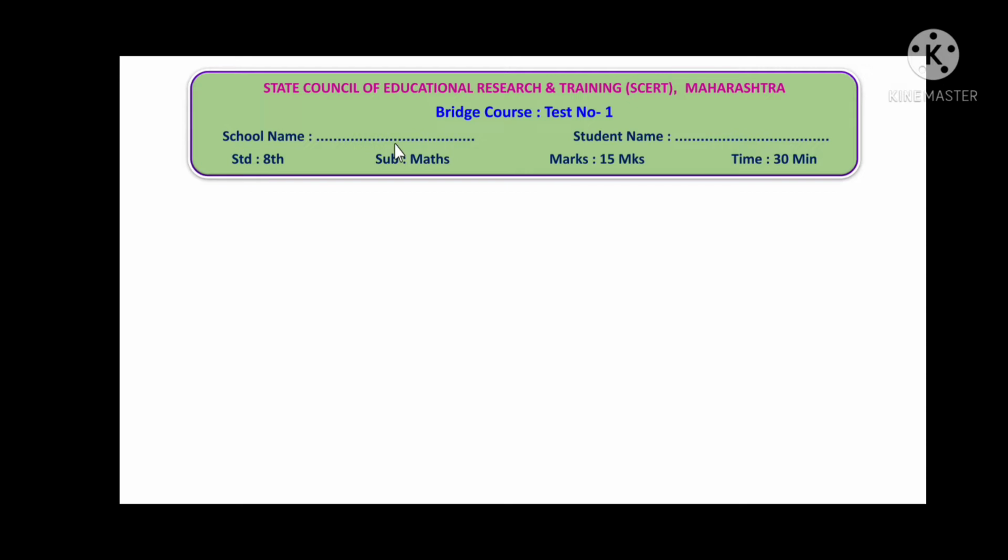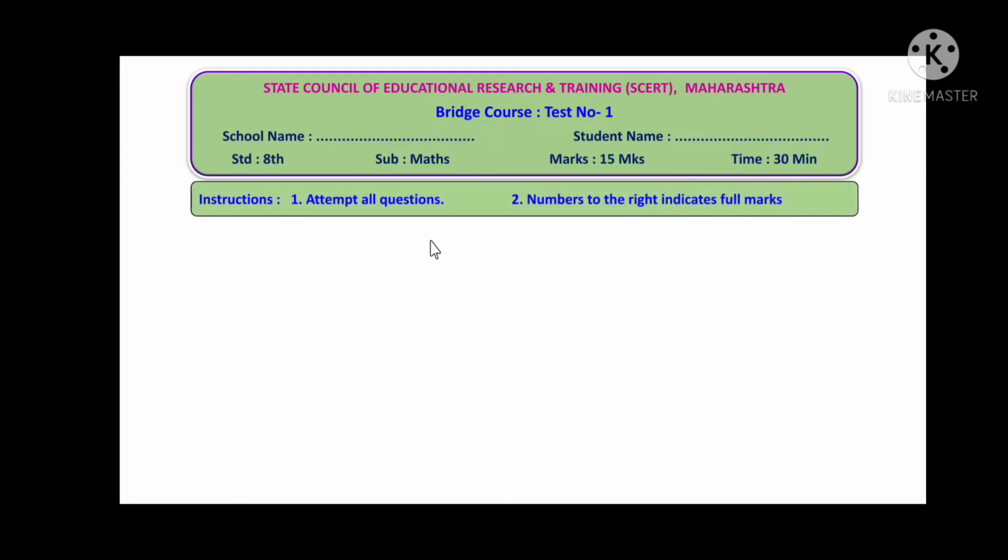That is State Council of Educational Research and Training, SCERT, Maharashtra, Bridge Course Test Number 1. Write your school name, your name, then Standard 8. If there is a division, mention the division, then subject Mathematics, marks 15. Time allotted is 30 minutes. The instructions for you are: first, attempt all questions. Second, the numbers to the right indicate full marks.